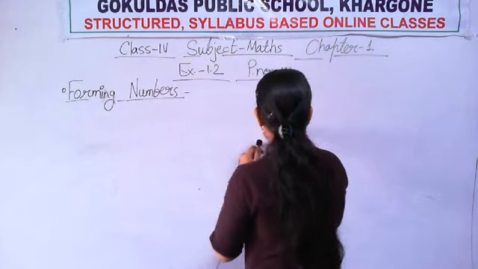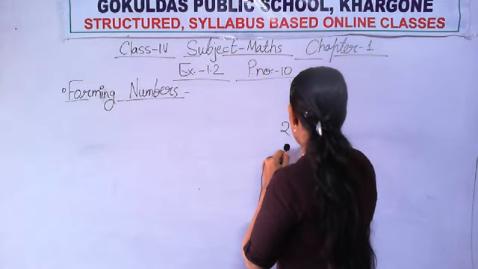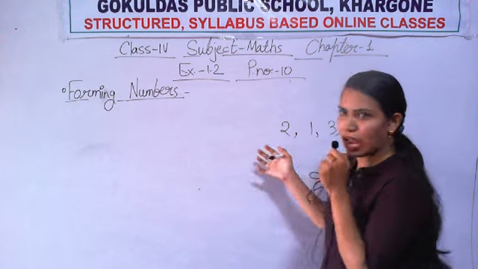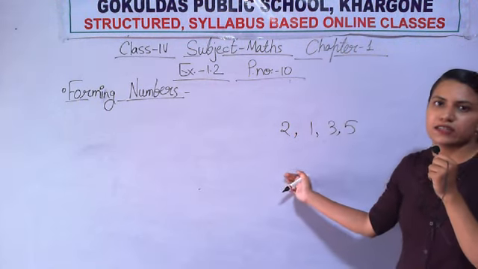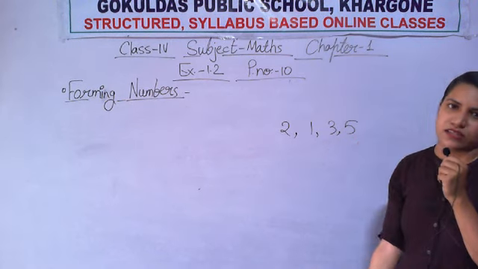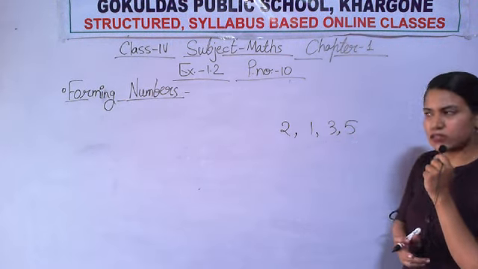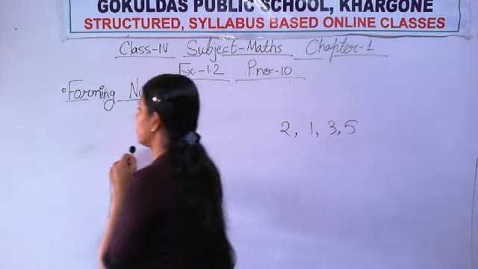Suppose I give you 2, 1, 3, 5 and I ask you to make the largest number using these digits. So how will you arrange them to make the largest number?